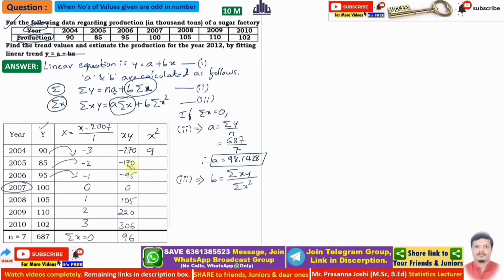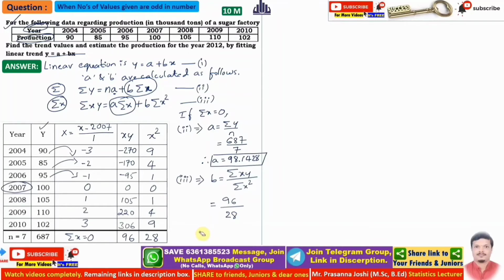Minus 3 square 9, minus 2 square 4, 1 square 1, 0 square 0, 1 square 1, 2 square 4 and 3 square 9. So after calculating these and adding all of them, we are going to get 28. So now we can easily get this b. Summation of xy is 96 divided by summation of x square, which is 28.